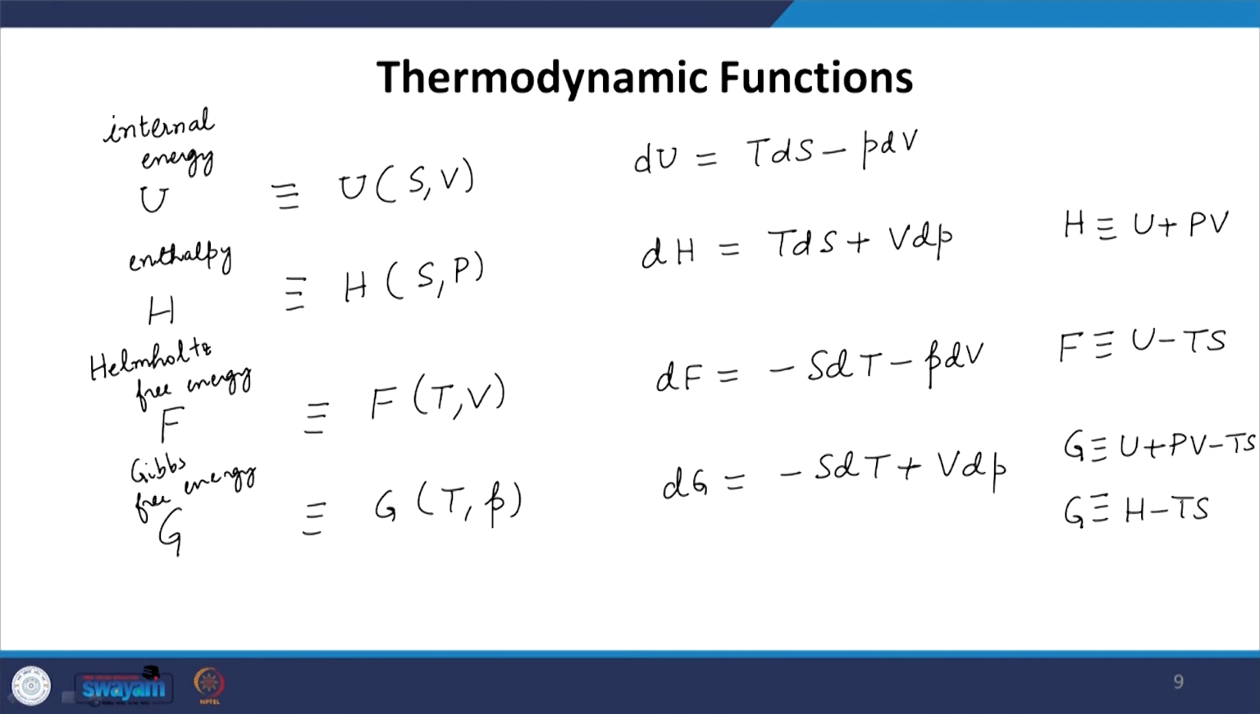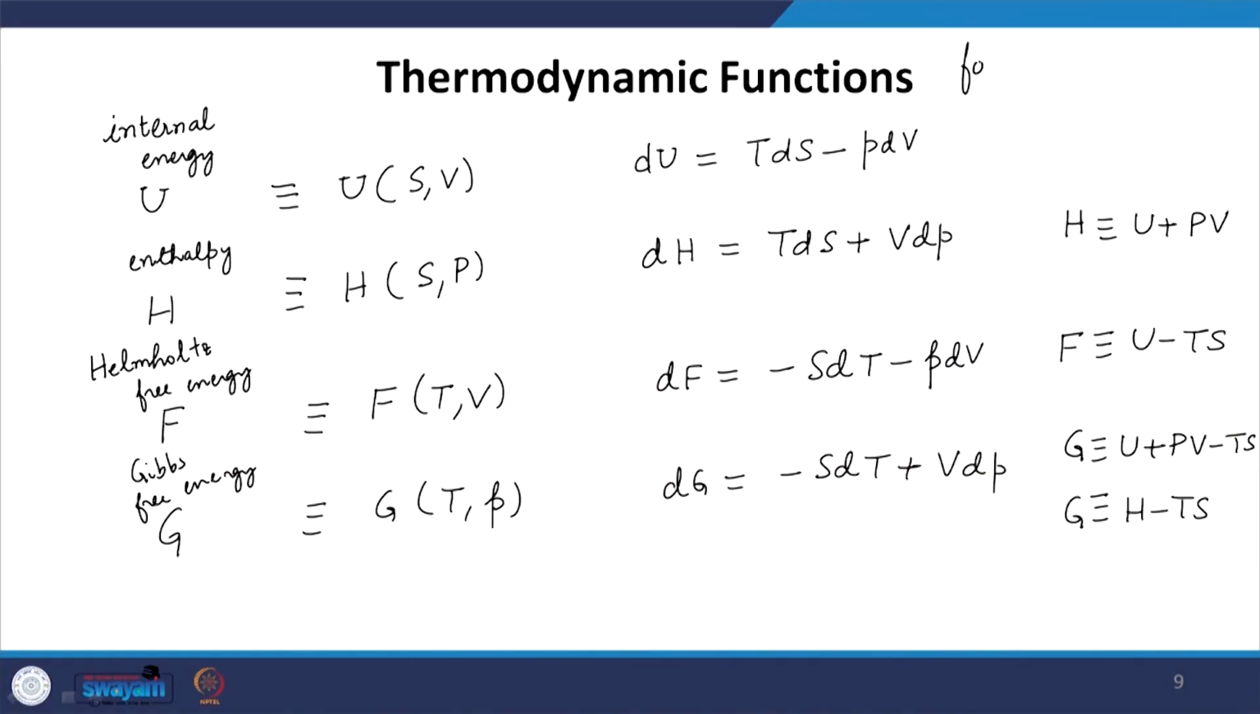So, this completes the thermodynamic functions for one component system. In the next lecture, we will see how this extends when we are looking at a multiple component system, a multi-component system, where we will also have one additional variable that we know as the chemical potential.